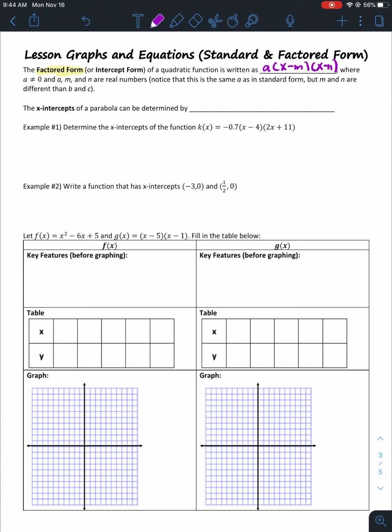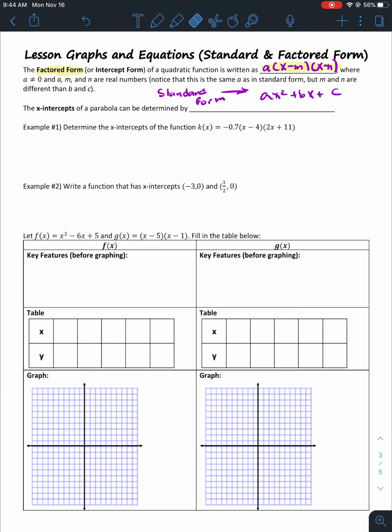where m and n are real numbers. So normally you're used to seeing ax squared plus bx plus c. This is called standard form. This is what you're used to seeing. But today we'll be focusing on factored form.